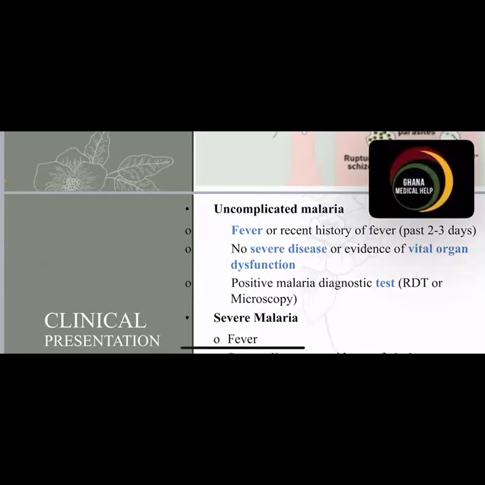So it's split into two: uncomplicated malaria and then severe malaria. The uncomplicated malaria is the one that has no signs of severe disease. Of course, you have to have fever, confirmed by either RDT or microscopy, to confirm that you have a malaria parasite in you. But then there are no signs of severe disease and no vital organ dysfunction as well. Once you see these things, it means that the person doesn't have severe malaria. We'll get to see what the signs of severe disease and the signs of vital organ dysfunction are later on.